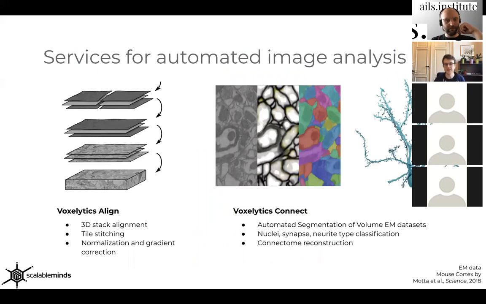So on the services side, we offer to do automated analysis for EM data sets from the very start, once you get your data fresh from the microscope. So we can do stitching and 3D alignment, and pre-processing as it is required there. And then once you have that, we can also do automated segmentation on top of that. That could be something like nuclei segmentation or synapse detection, classification, and also type classification, all of that. And if you combine everything, then you could get a connectome reconstruction out of that, if you have the right data for that.